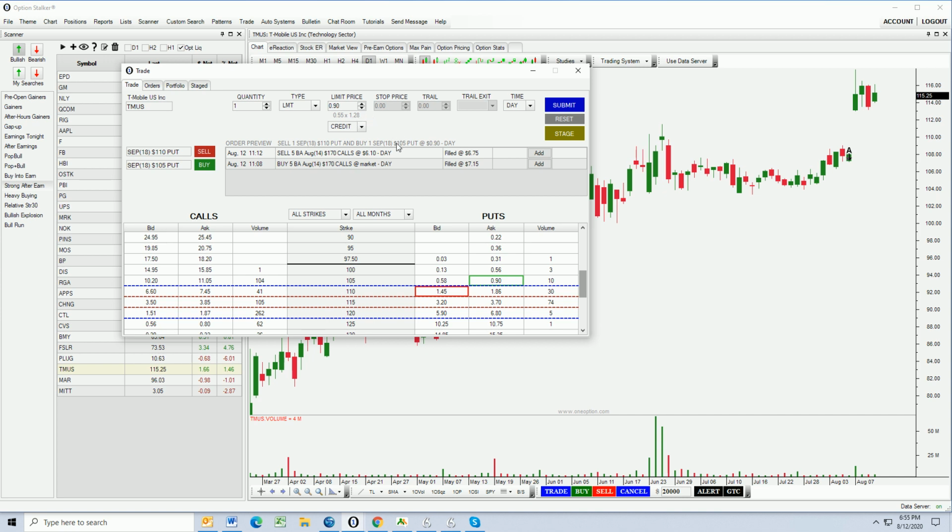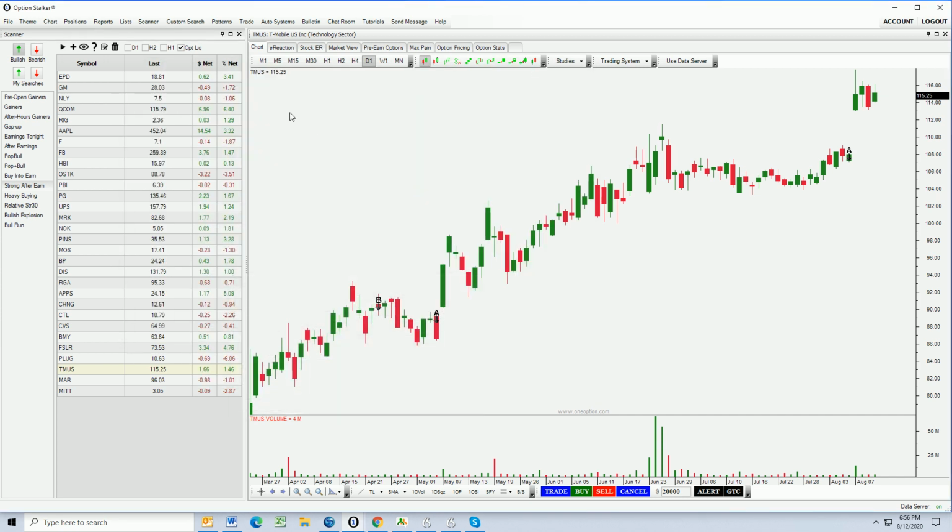I'm going to recap the trade. TMUS. We are going to be selling the September 18th 110 puts. We're going to be buying the September 18th 105 puts, and we're going to be doing that for a credit of 90 cents. I think we might have a chance to get filled on it. If we get a tiny pullback in the stock, I would imagine that we've probably got to come into maybe 114.50, and then we've got a chance to get filled on it.